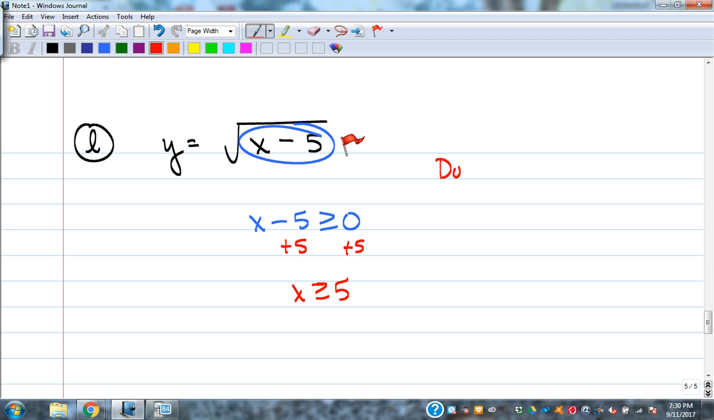So the domain in set notation is all the x's that are greater than or equal to 5. It's super easy on that.